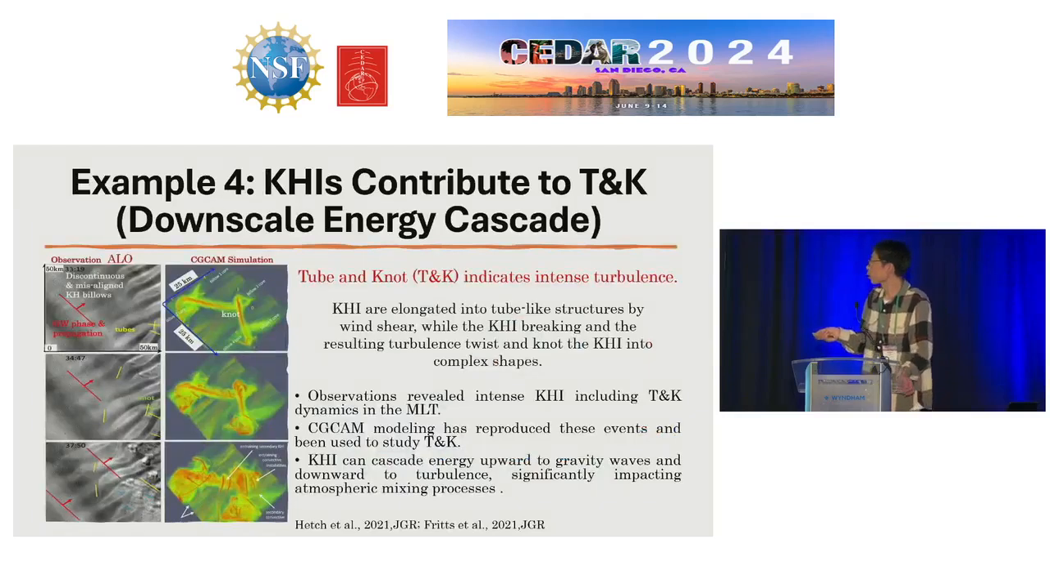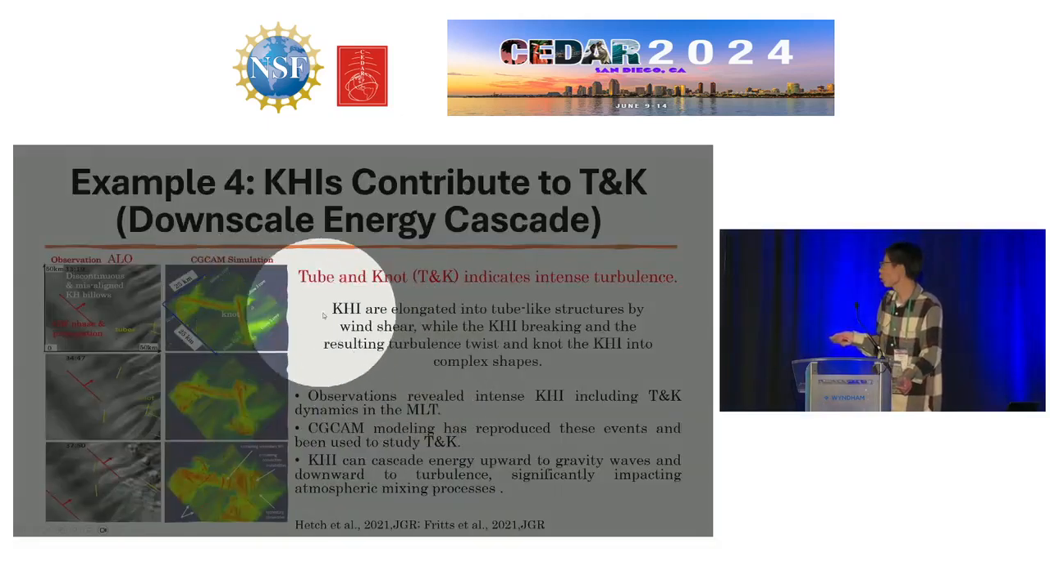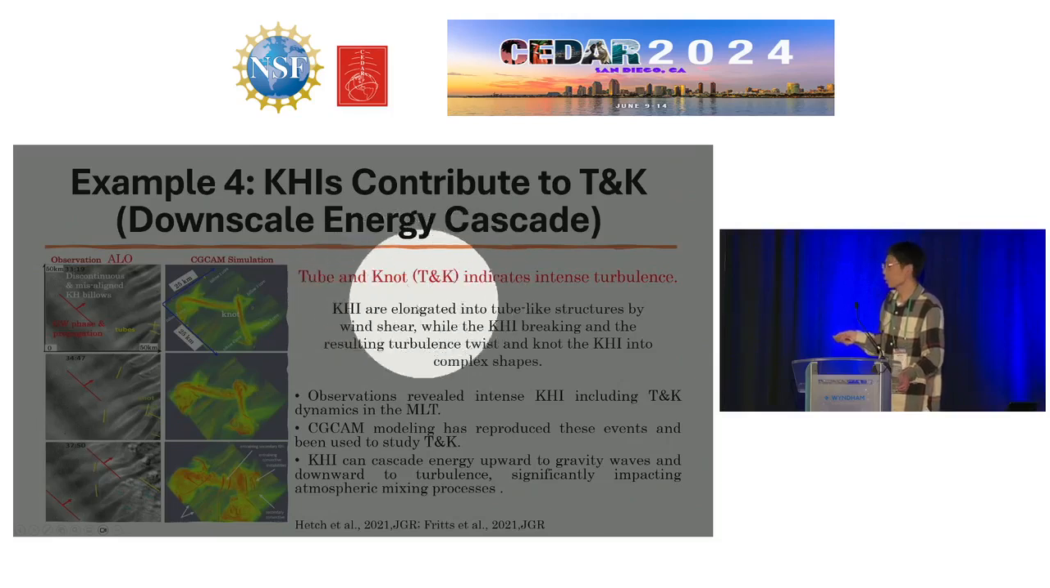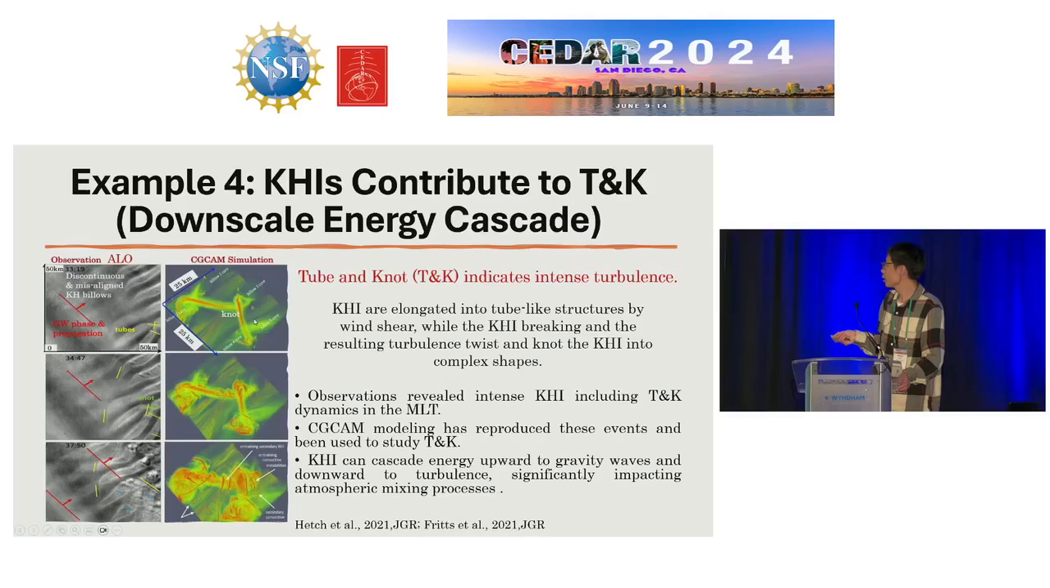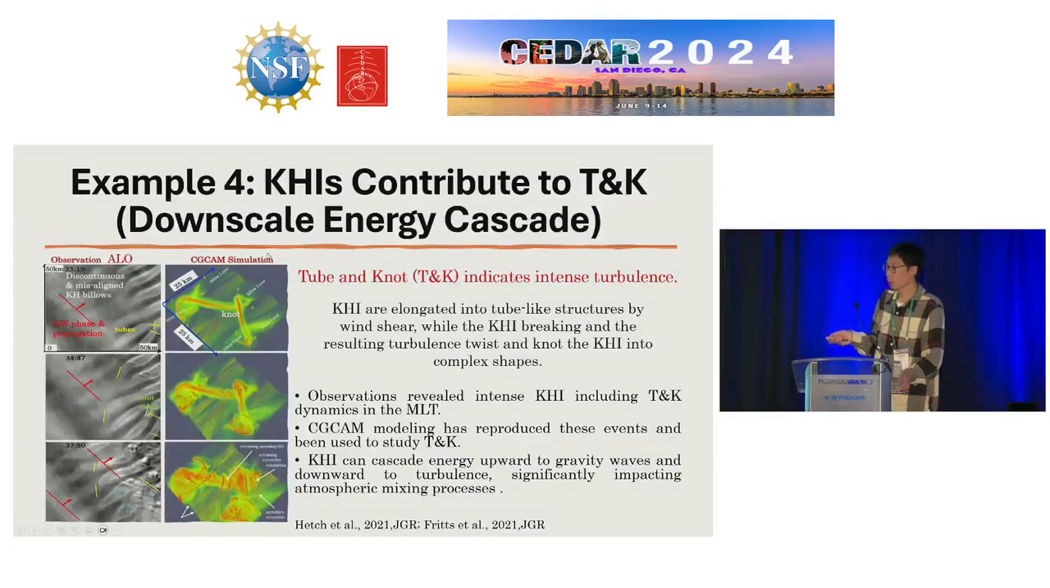And in this case, KHI can contribute to the turbulence. This means KHI can transfer energy downward to turbulence. There are two important structures: the tube and the node. Tubes and nodes are important, and can indicate intense turbulence. So KHI can be elongated into tube-like structures by the wind shear. From this figure, we can say those are the tubes. And the KHI breaking and the resulting turbulence can twist those KHI into complex shapes.